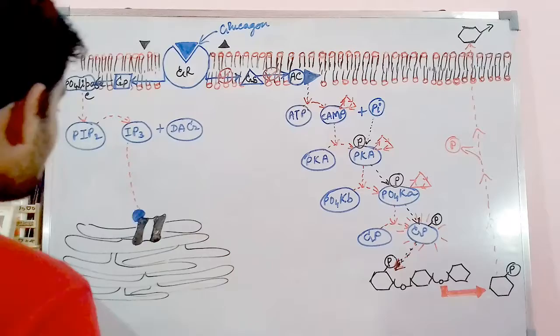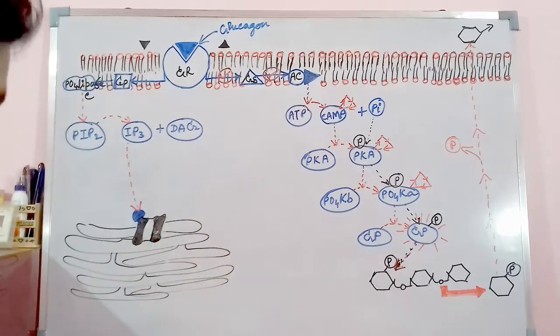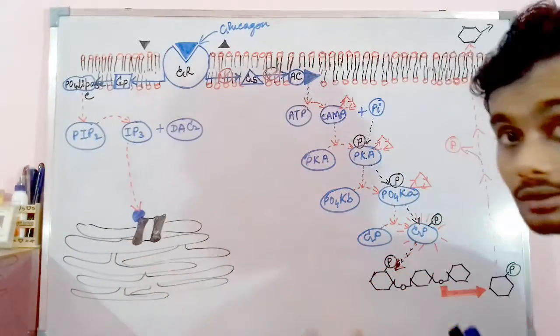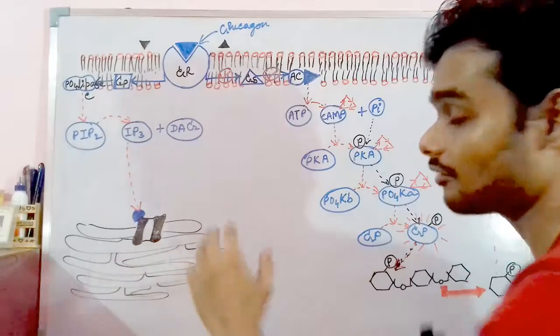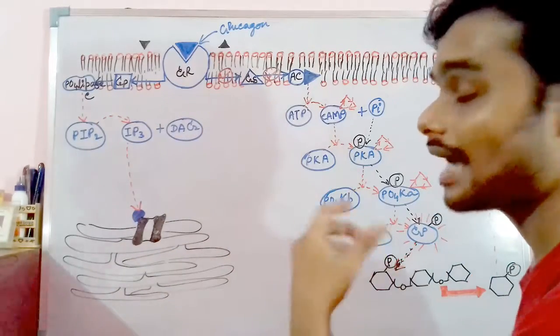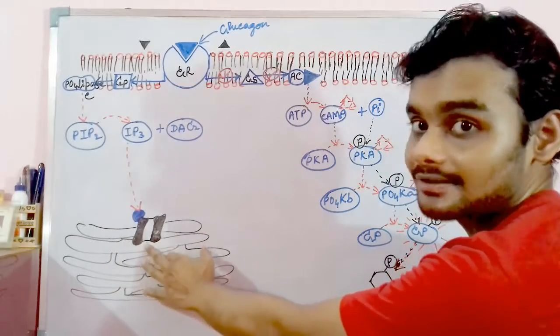Now when the IP3 molecule is sitting on one of the flaps, one of the covers of one of the doors of the calcium channels present right over here, this IP3 molecule will not help in the closure of the calcium channel.